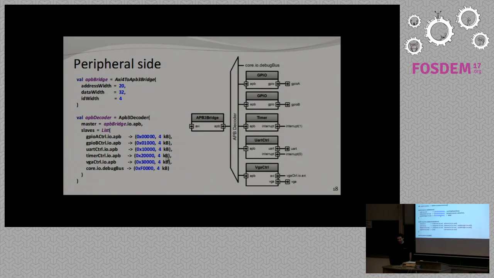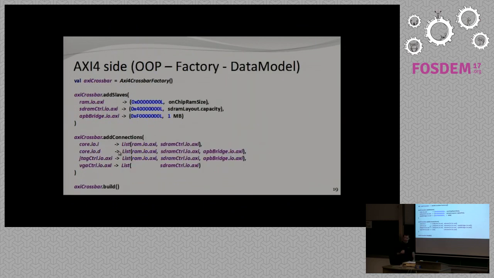Then there is another pattern, for the AXI4 side, and this one uses a data model pattern. You can create an AXI4 crossbar factory, then feed it with a data model by saying, I have this list of slaves, they are mapped there, you have this list of masters, and they can access those slaves, and then you say, I told you everything, please build yourself. So you can really do software engineering to design your hardware with this approach.